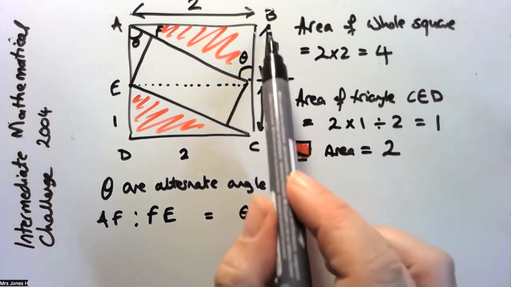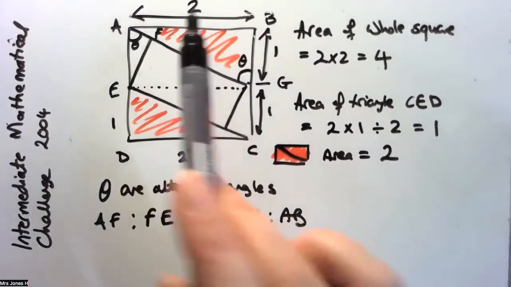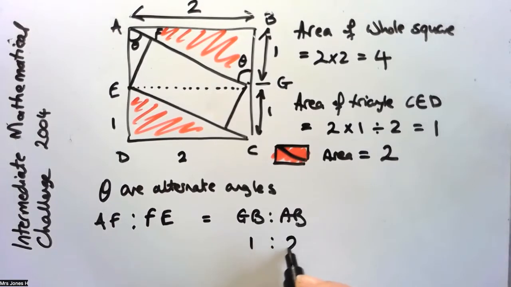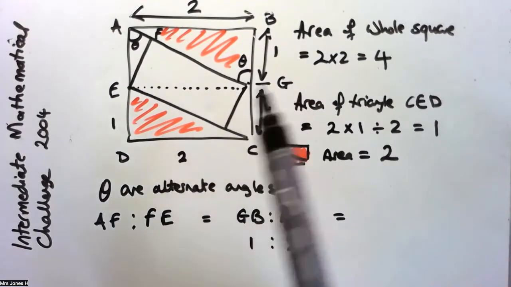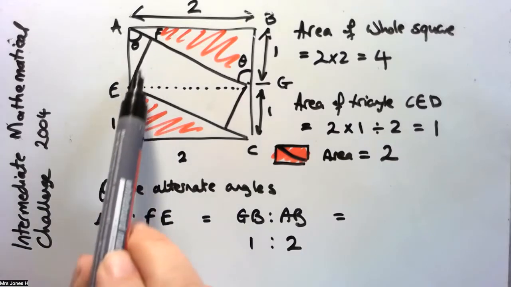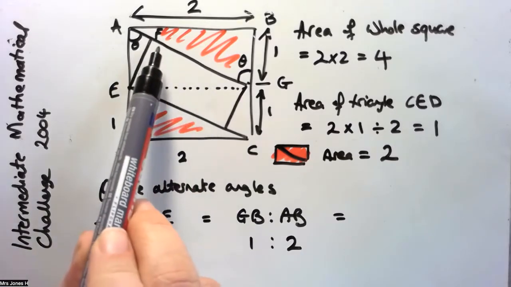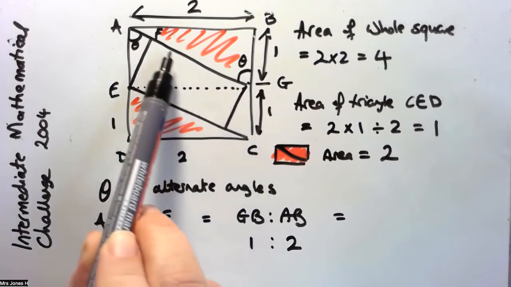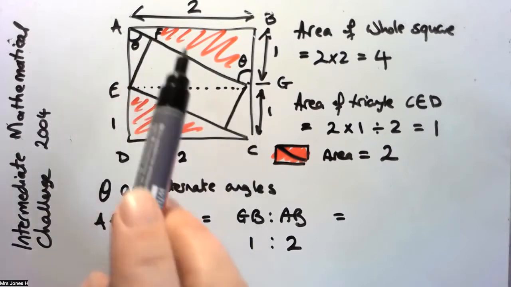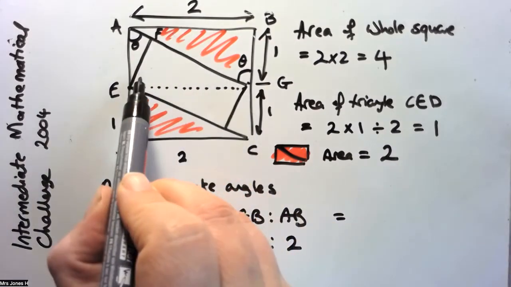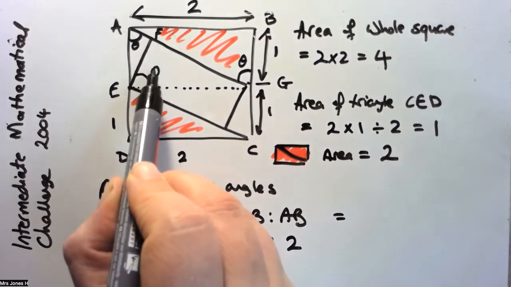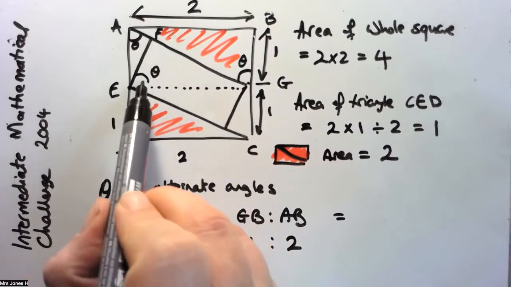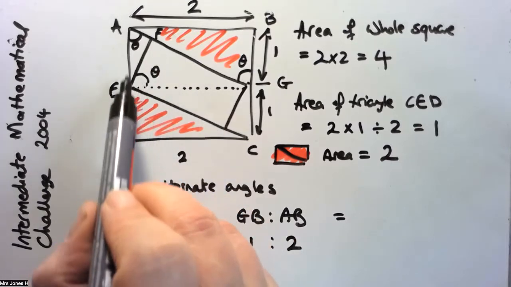Now we know G to B is 1 if A to B is 2, so this is 1 to 2. And it's exactly the same as E to F, F to G here, E to F, F to G, because this angle here is also theta. Again, parallel lines, we've got alternate lines going on here.